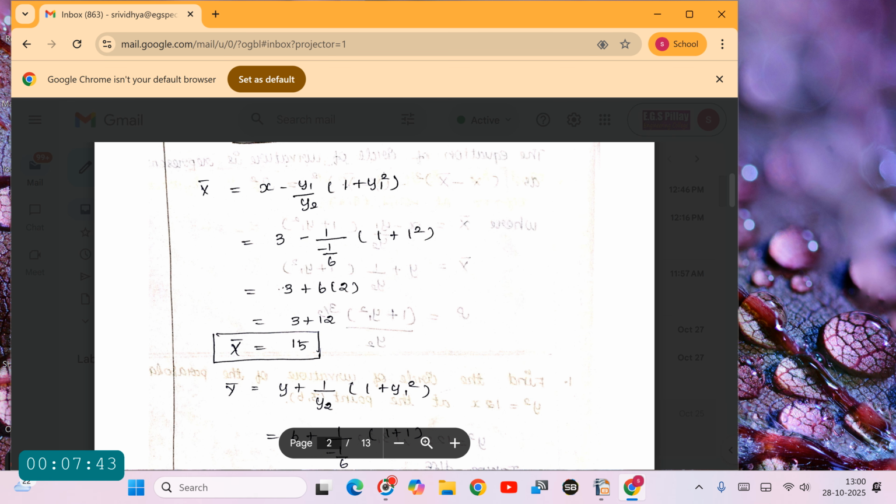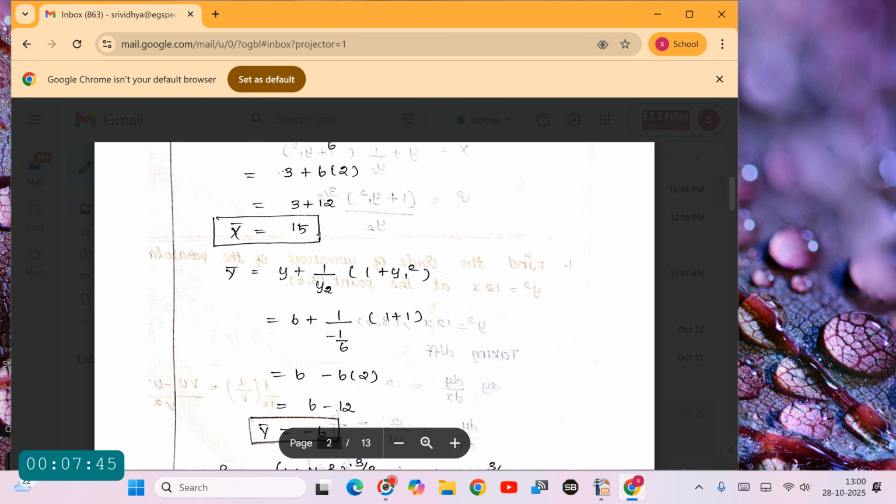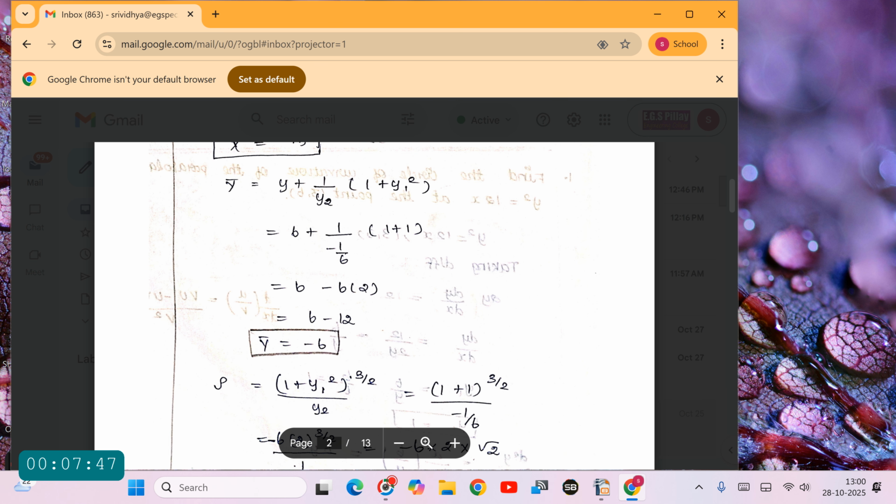Next, we need to find the value of y bar. y bar is equal to y plus 1 by y2 into 1 plus y1 square. The y value is given as 6. So 6 plus 1 by minus 1 by 6 into 1 plus 1 square. Simplifying, we get y bar equal to minus 6. So we have already found y1, y2, x bar, y bar.